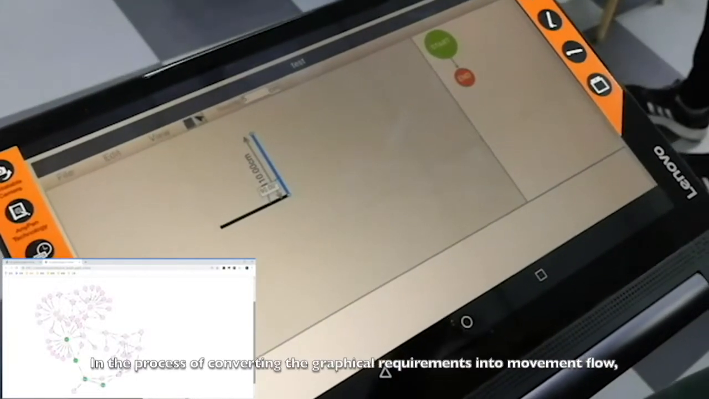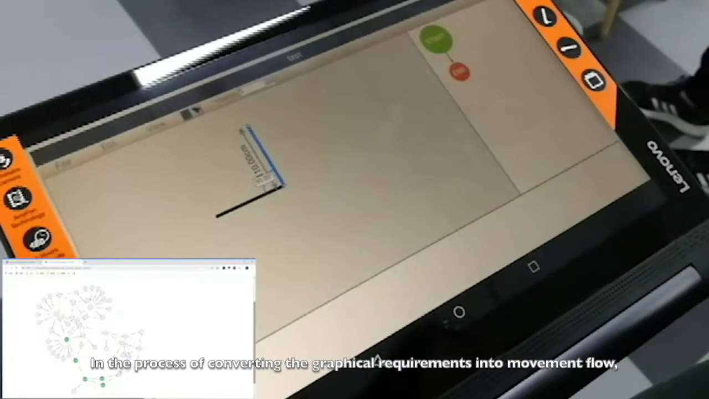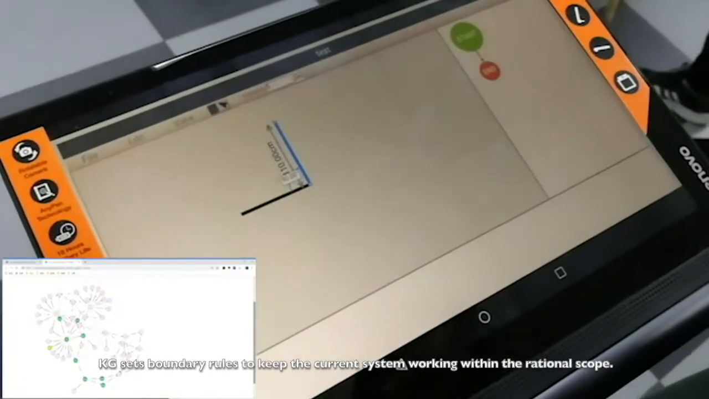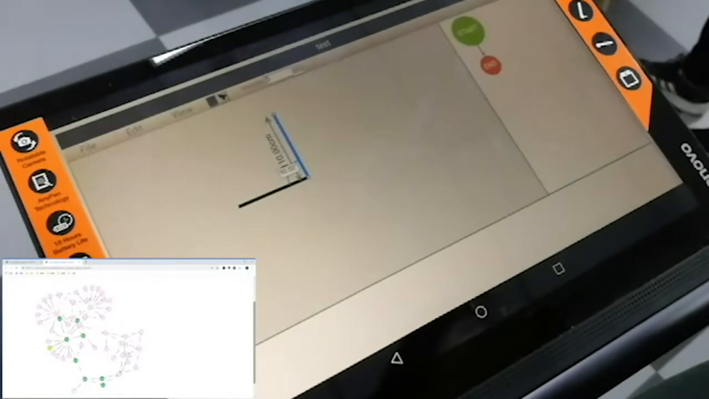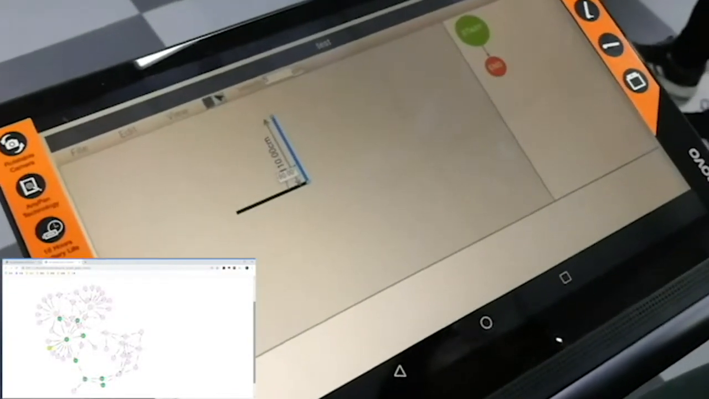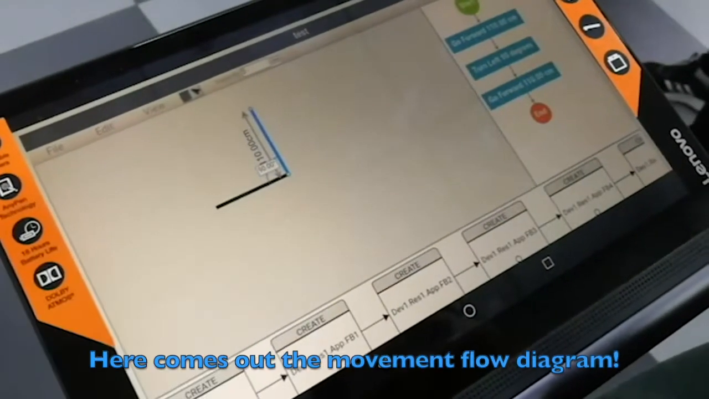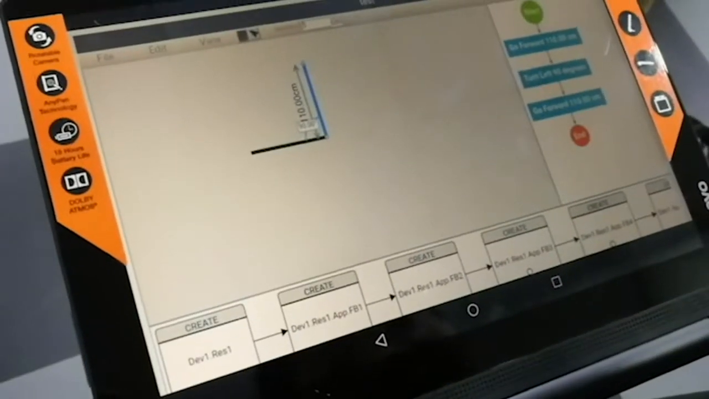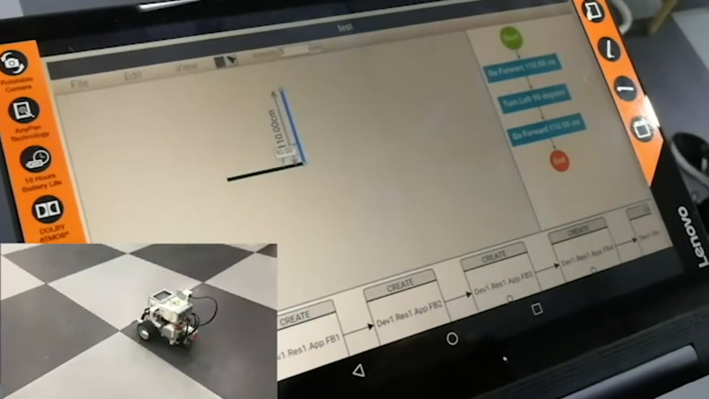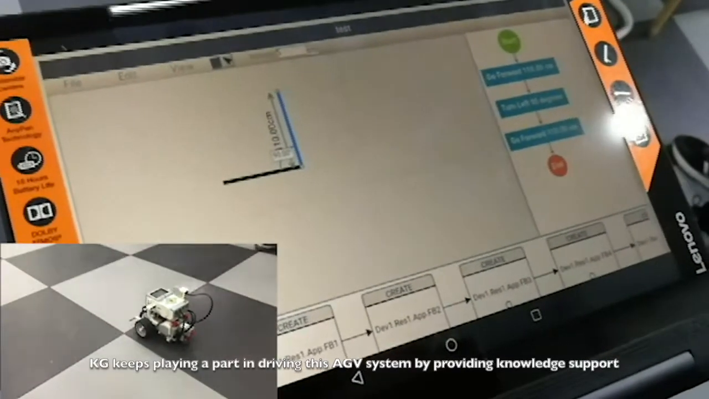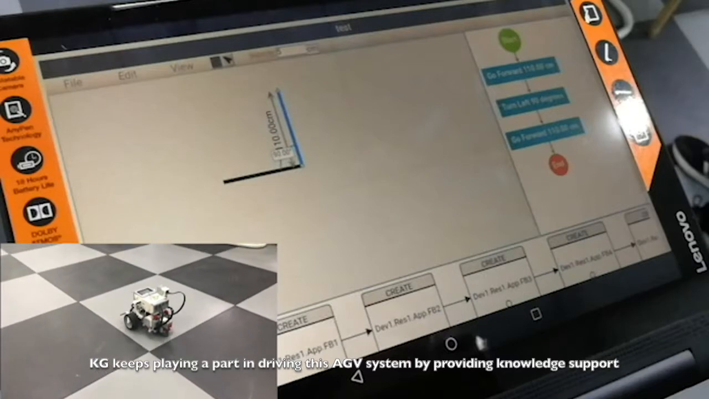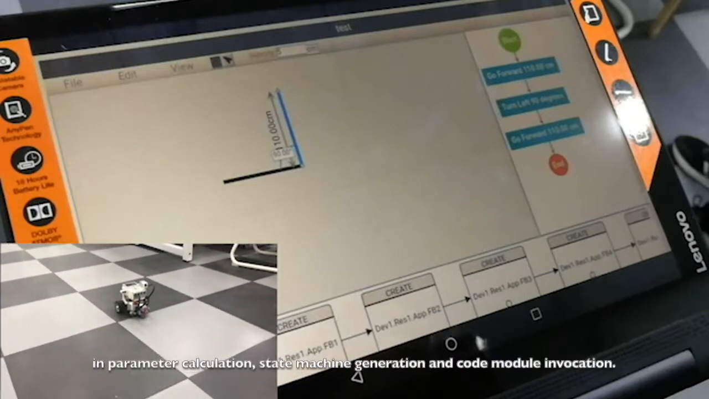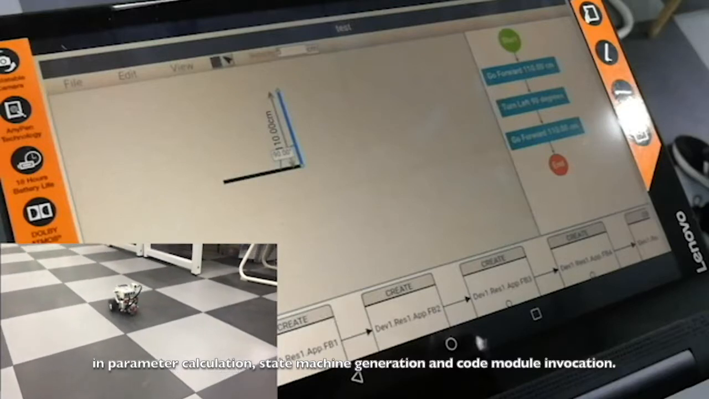In the process of converting the graphical requirements into movement flow, the knowledge graph sets boundary rules to keep the current system working within the rational scope. So after that, it keeps playing a part in driving this AGV system by providing knowledge support in parameter calculation, state machine generation, and code module invocation.